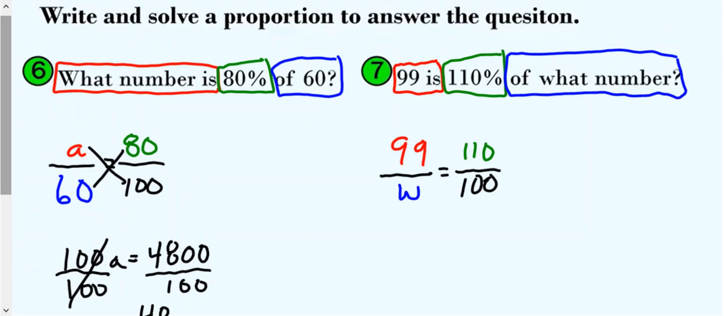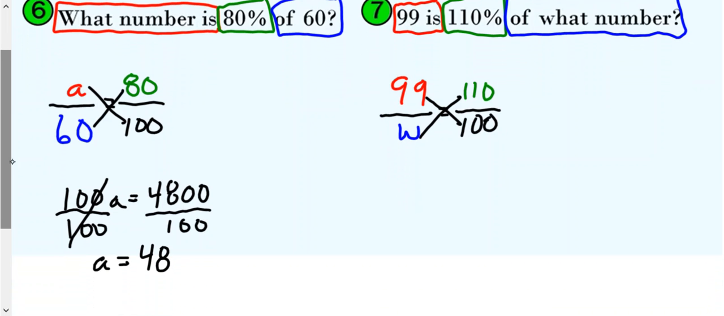Alright, number 7. Number 7 says 99 is 110% of what number? And so I've boxed my information, and now I've set up my proportion. 99 is, and then W, what number is our whole. We're looking for that, and we're looking for 110%. So 99 is 110% of what number? And now we can cross multiply it.